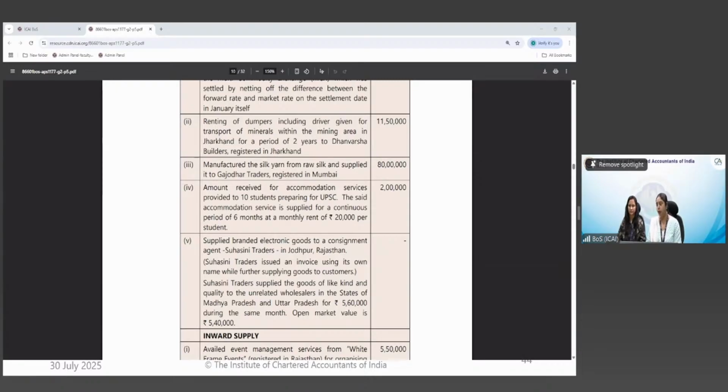Exempt up to, very good, Geeta. That point, that exempt up to the monthly rent of 20,000 per person. And here it is for 6 months, so it is exempt because the condition of at least 90 days gets satisfied.